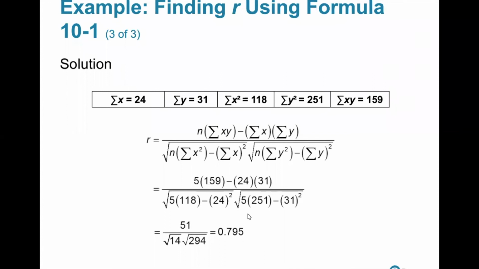This is definitely something you should try on your calculator. This is one that might be tricky. In the end, you end up with 51 over the square root of 14 times the square root of 294. You'll need to put those 2 square roots in parentheses. And that comes out to 0.795 as the value of R.